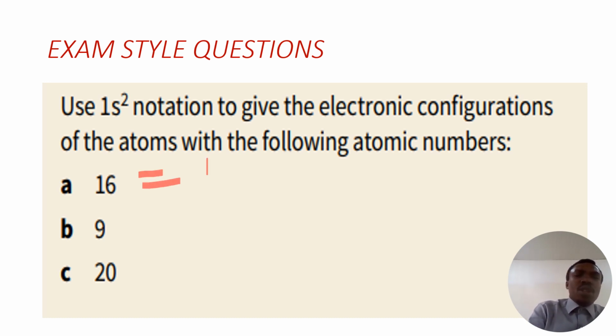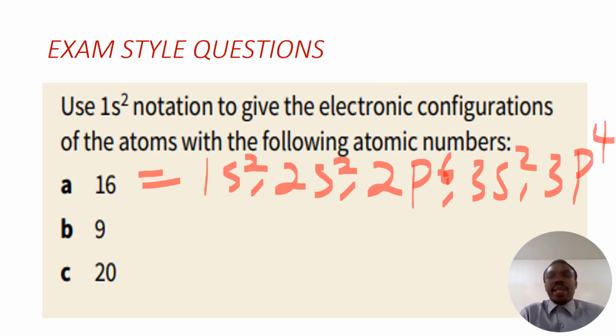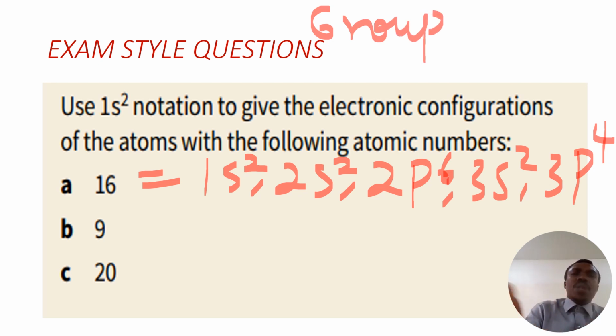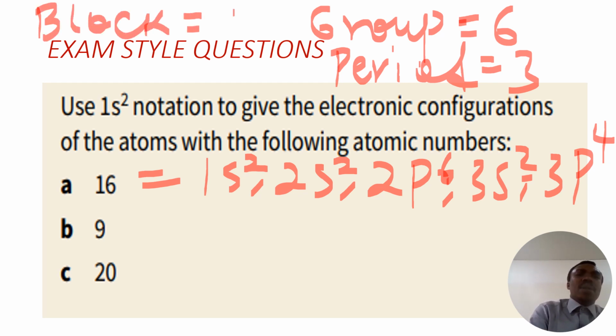So the electronic configuration is 1s2, then 2s2, then 2p6, then 3s2, then 3p4. From this we can tell the group to which the element belongs. This element belongs to group 6 because the group is the number of electrons in the outermost shell, and the third shell is the outermost shell. The s subshell has 2 electrons, the p subshell has 4, so 2 plus 4 is 6. Then the period is the number of shells, so it is period 3, and it's a p block element.